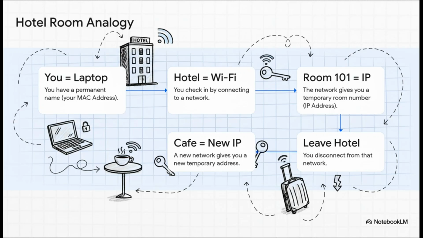Okay, so think of your laptop as you. You have a permanent name, right? That's your MAC address. Now, when you connect to your Wi-Fi at home, that's like checking into a hotel. The network gives you an IP address, which is like the hotel giving you the key to room 101. For a while, that's your address. But then you pack up and go to a coffee shop. You've checked out of the hotel. At the cafe, their Wi-Fi gives you a totally new IP address. You are no longer room 101. You are now table 5. It's the same you, same laptop, just a different temporary address for a different location.